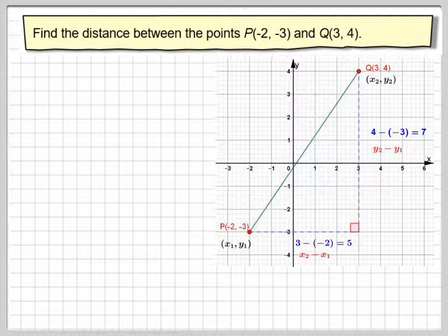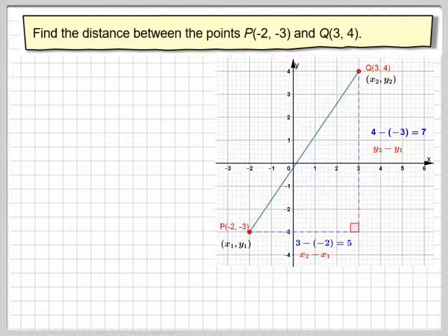I can get by, this one here is the y-coordinate of this particular point, which is 4. And then I can take away from it the y-coordinate of this one. So 4 minus minus 3, which is 7. And obviously I can see that's 7 of the largest squares along.